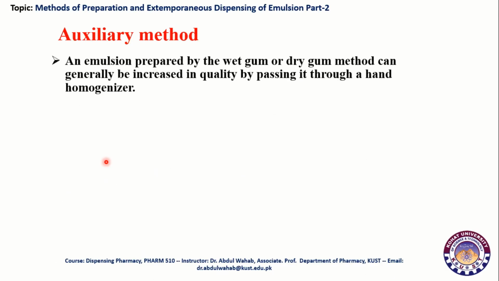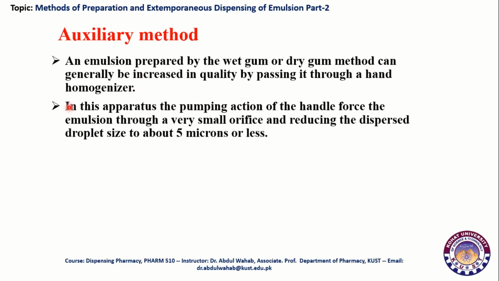Auxiliary method. An emulsion prepared by the wet gum or dry gum method can generally be improved in quality by passing it through a hand homogenizer. In this apparatus, the pumping action of the handle forces the emulsion through a very small orifice, reducing the dispersed droplet size to about 5 microns or less.